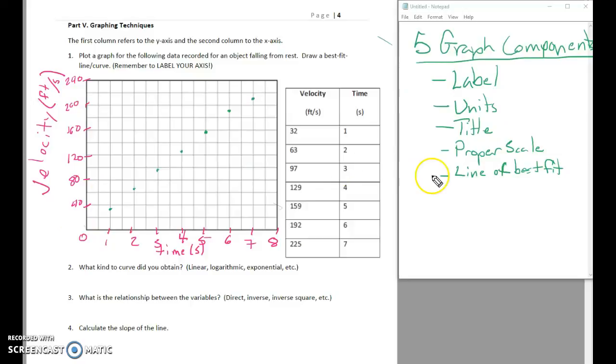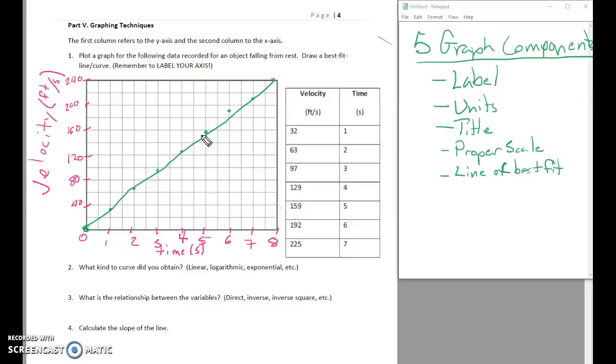The last thing here is line of best fit. So I went ahead and plotted out the data. I got my proper scale, labels, units, everything. But now we're going to go ahead and make a line of best fit. And assuming 0, 0 is a data point, we can go ahead and trace this out. Please use a ruler when you do this. As you can see here, this is not the best, but you get the idea. Make sure it connects through as many dots as possible.